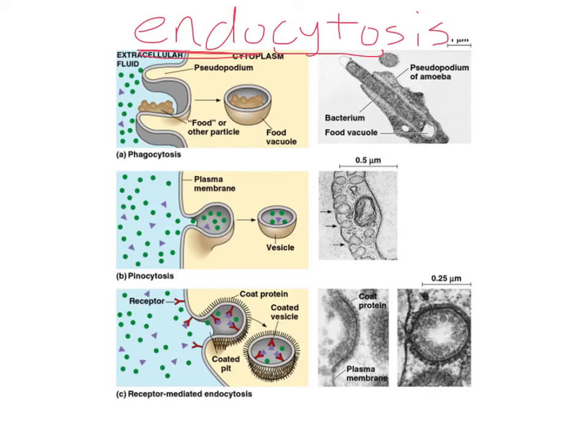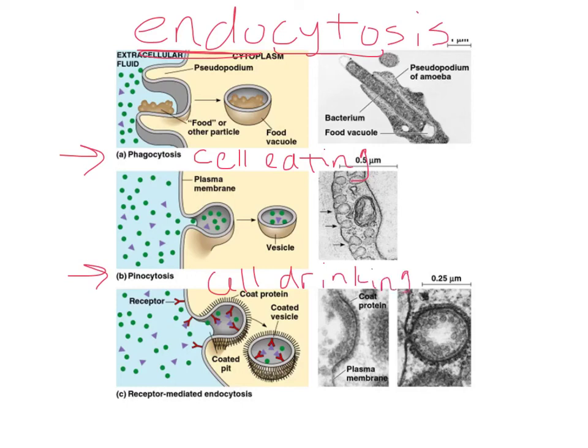I've got three basic types that we're looking at. I've got phagocytosis, which is also sometimes called cell eating. And then I've got pinocytosis, which is sometimes called cell drinking. And then we have a new one that you did not learn about last year, receptor-mediated endocytosis.